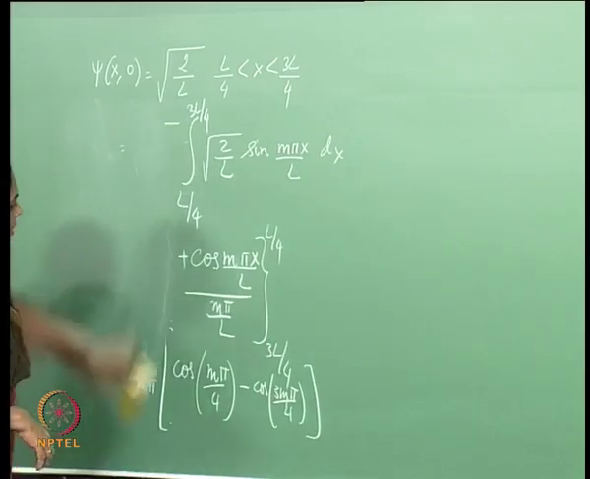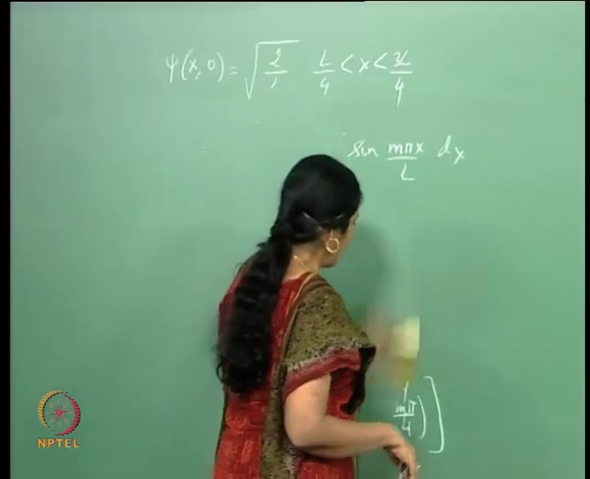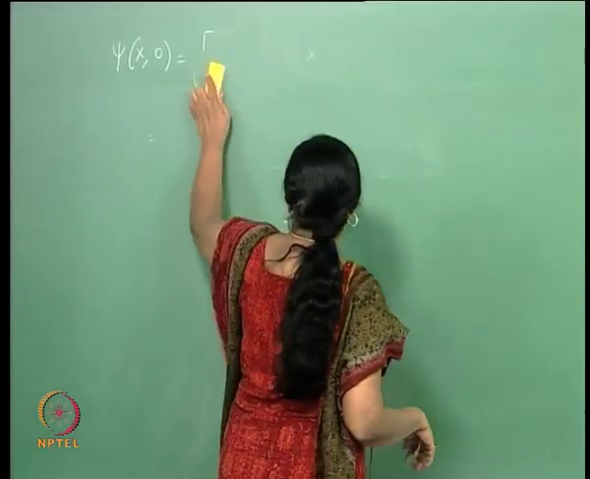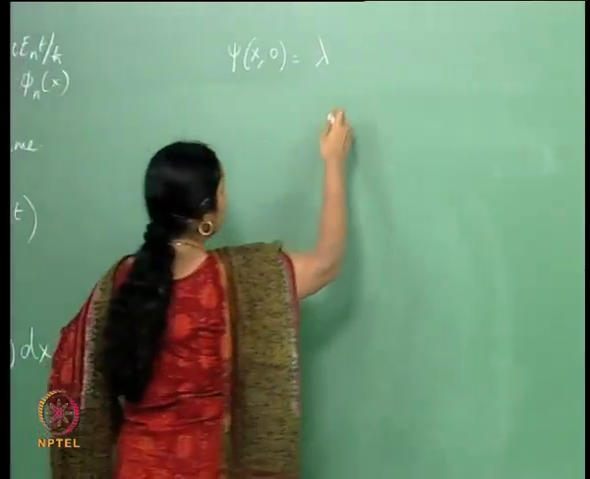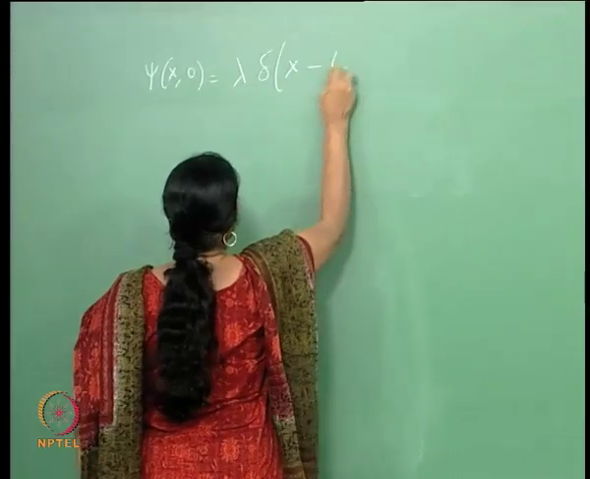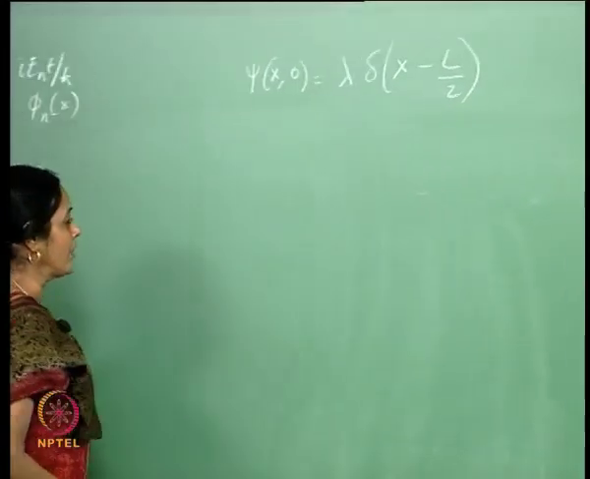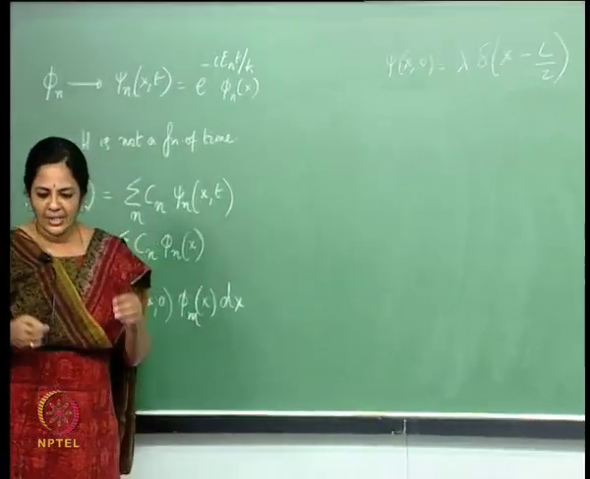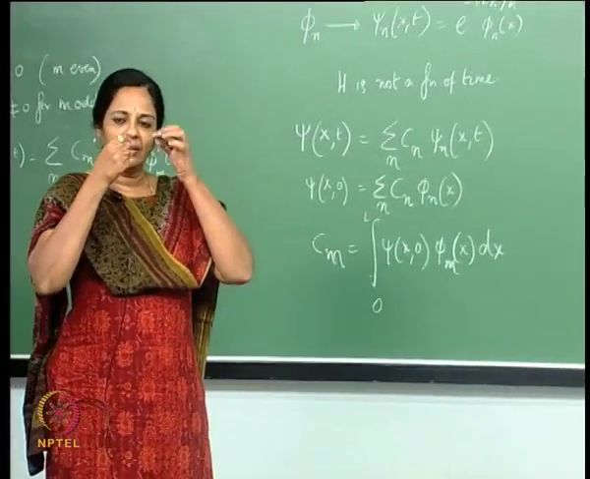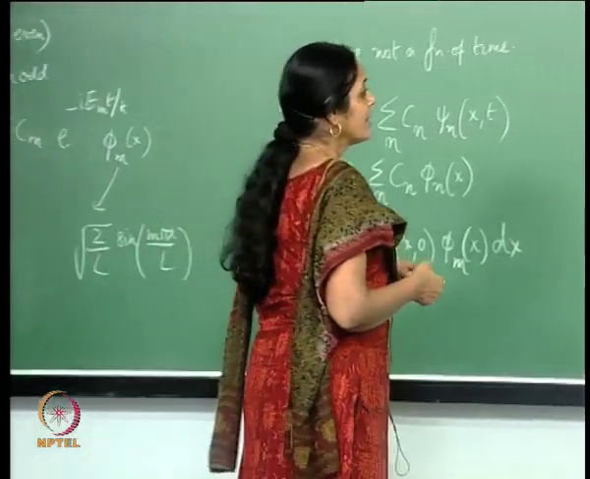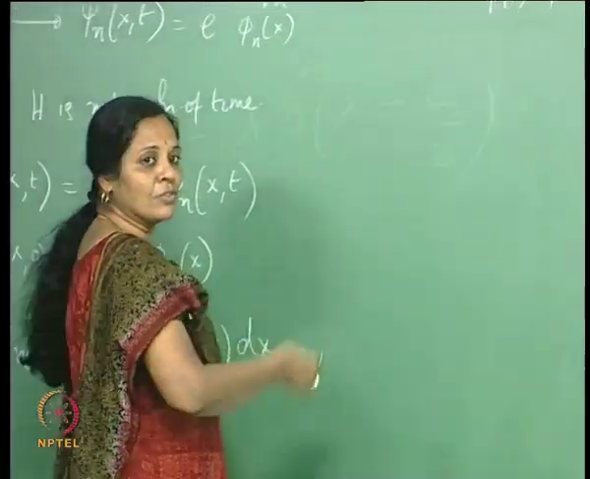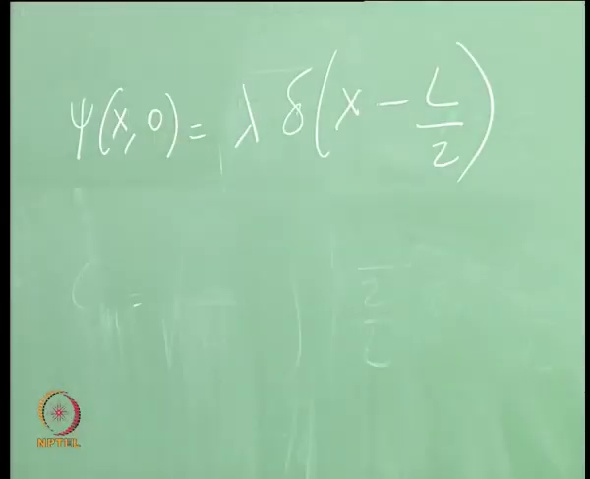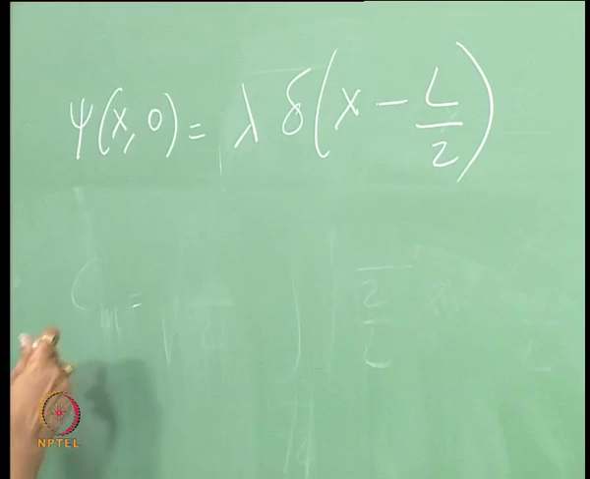So, let us go to the next level of complication. I am going to use a different psi of x comma 0. Let us say this is some positive constant lambda times delta of x minus L by 2. That is the delta function there, and that tells us that the state is sharply localized at x equals L by 2, somewhere in the middle of the box and nowhere else. There is no spread, and there is a weight here, lambda.